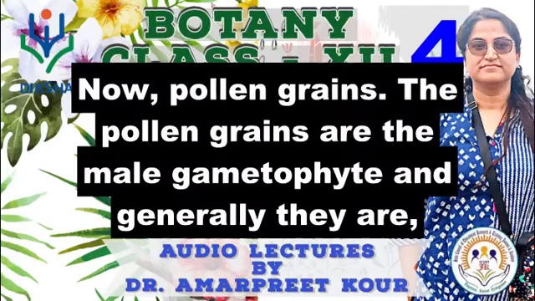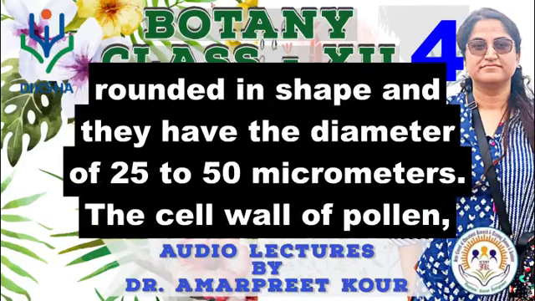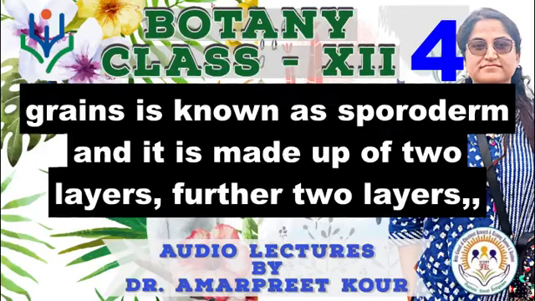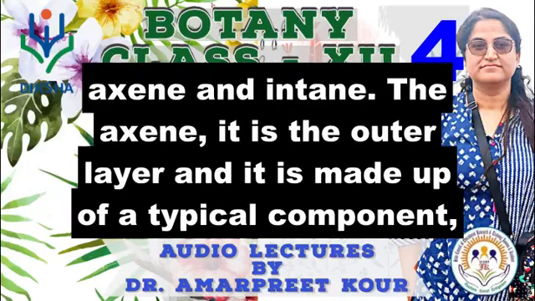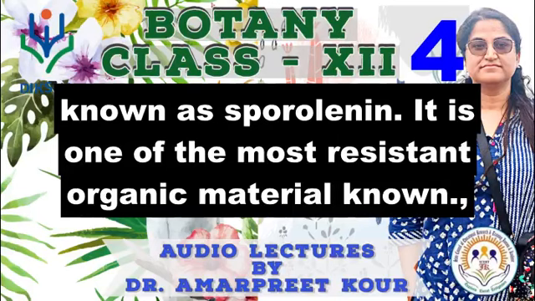Now, pollen grains. The pollen grains are the male gametophyte, and generally they are rounded in shape, and they have the diameter of 25 to 50 micrometers. The cell wall of pollen grains is known as sporoderm, and it is made up of further two layers, exine and intine. The exine is the outer layer and it is made up of a typical component known as sporopollenin. It is one of the most resistant organic material known.